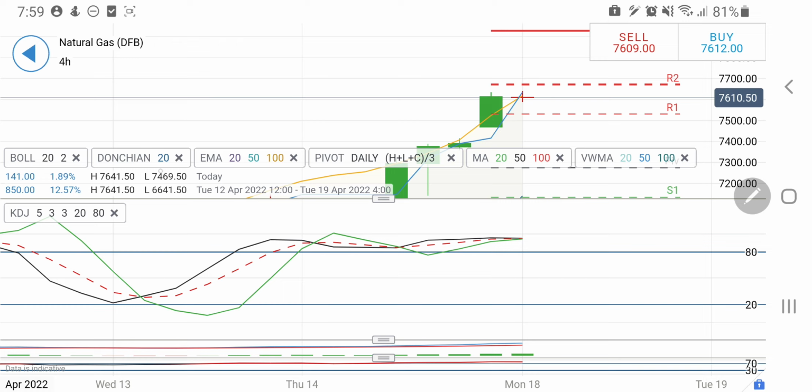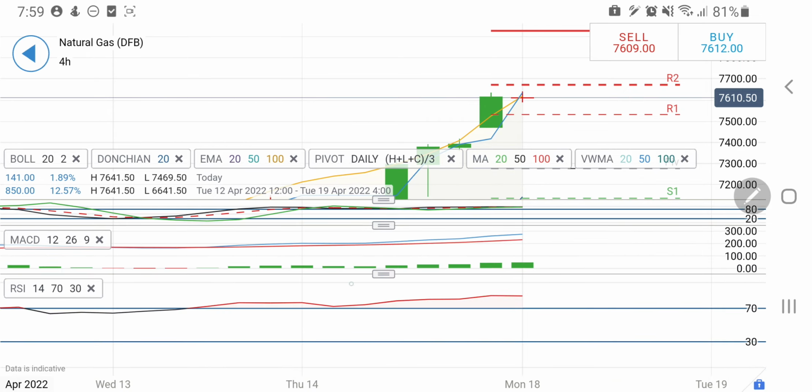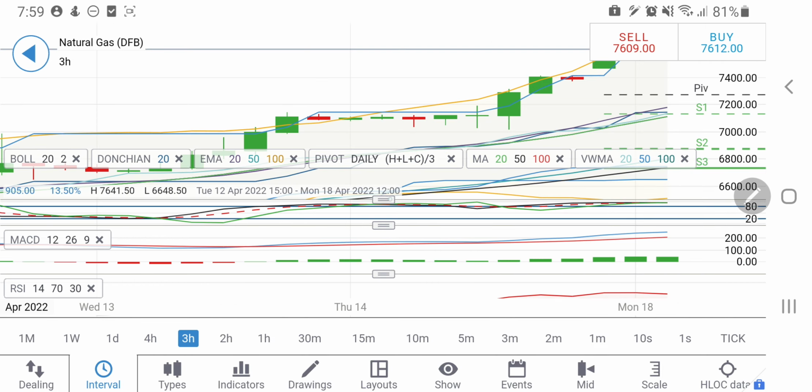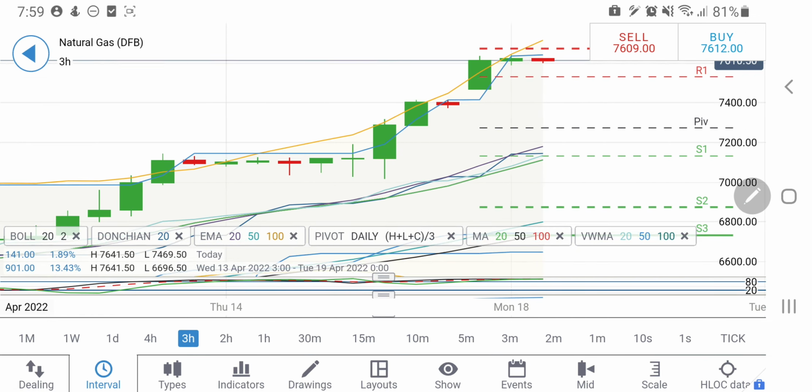And if you look at the daily stochastic, overbought and hence a little drop cannot be denied. 4-hour stochastic, MACD wide divergent is strongly bullish here. RSI extremely overbought and hence a drop cannot be denied. I'll be a little bit bearish from here. We can expect 7.52 and below levels.